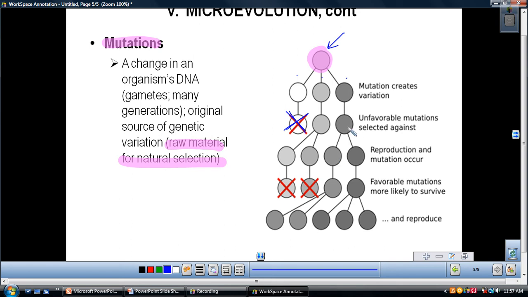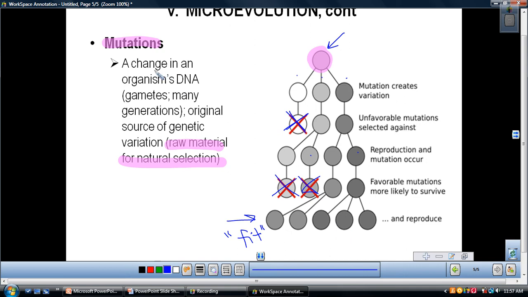okay, so as this one reproduces more of these, this one reproduces more of these, reproduction and mutation occur. Once again, more favorable mutations. Well, now let's say it's more favorable to have these two, so these are selected against. So over time, you end up getting, through natural selection, the most fit individuals, the most fit members of a population, and they reproduce and pass their traits on to their offspring.